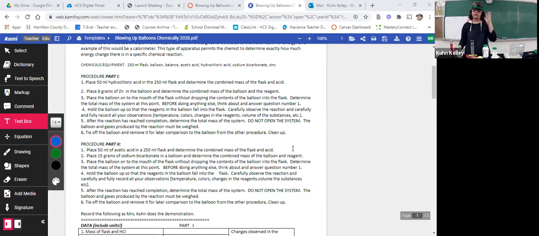Hydrochloric acid is one of the three strong acids along with sulfuric and nitric. I'm also working with acetic acid, basically vinegar. And then my two compounds that I'm working with are sodium bicarbonate. You might have this in your home as baking soda. And zinc powder. Zinc is just a metal, a transition metal, and in its powdered form, it just looks like a black powder. You'll see it in a little more detail in a minute.